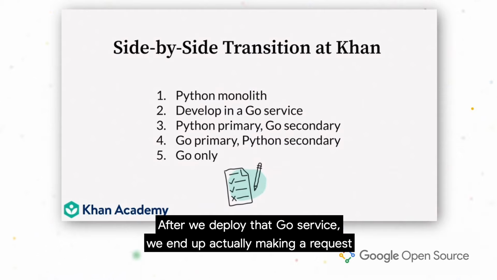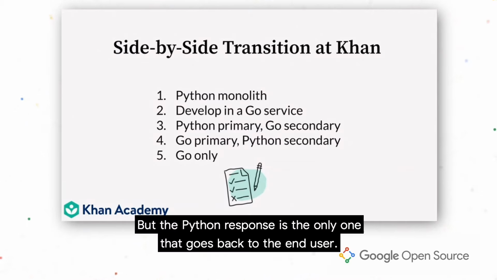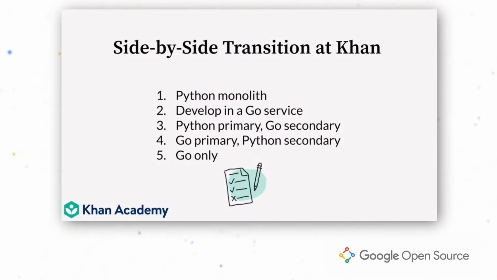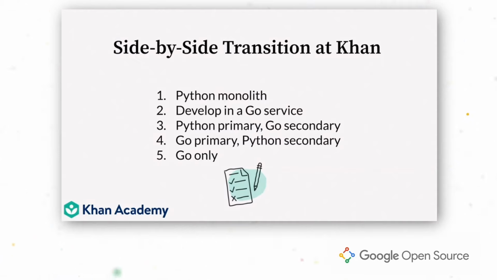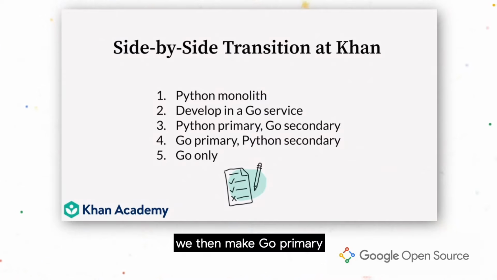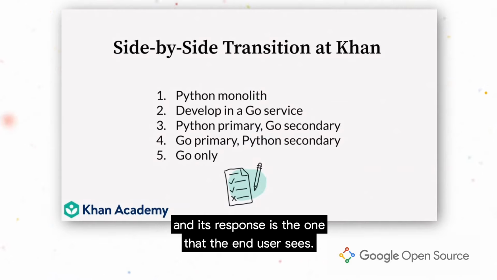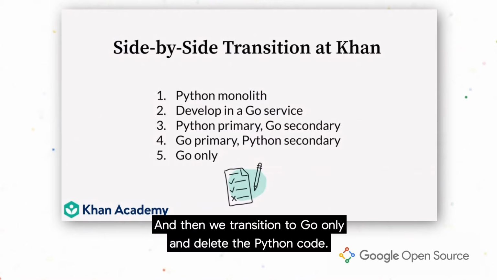After we deploy that Go service, we end up actually making a request that goes both to Python and to Go. But the Python response is the only one that goes back to the end user. The Go is secondary here, and its response is only used to record discrepancies, and then it's discarded. After we're confident that there are no more discrepancies, we then make Go primary, and its response is the one that the end user sees. Python's response is now discarded, and then we transition to Go only and delete the Python code.